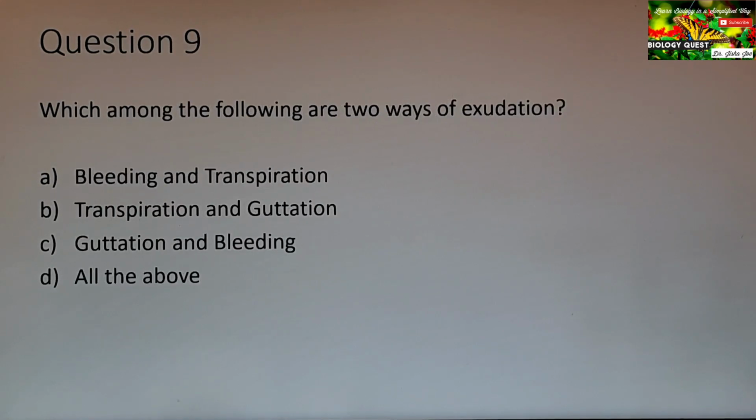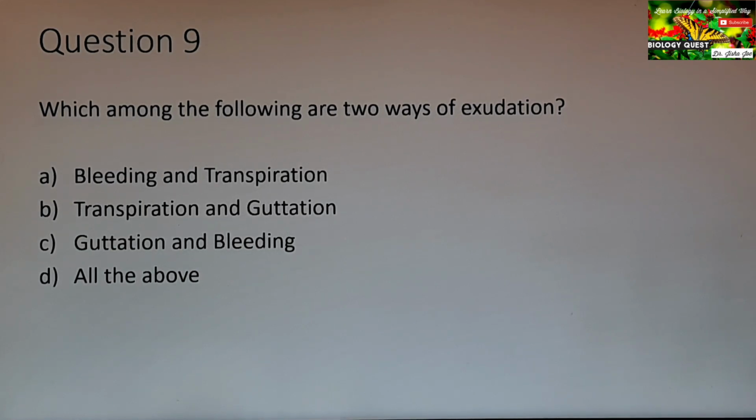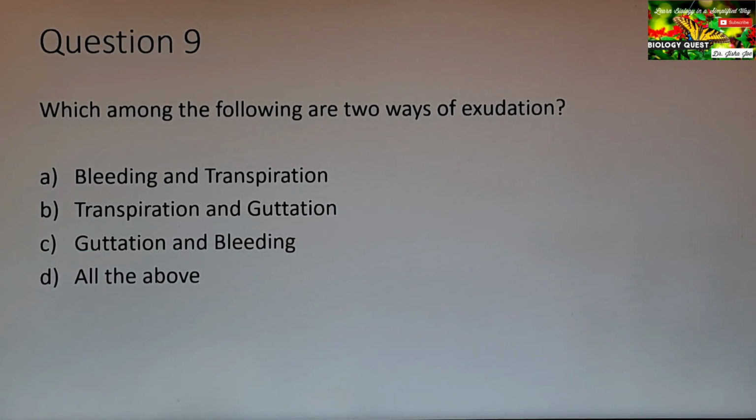Next question. Question number 9. Which among the following are two ways of exudation? Now, what is meant by exudation? Exudation is the loss of water along with the dissolved substances in the liquid form, not as vapor. Now look at the options. Option A, bleeding and transpiration. Bleeding is one of the ways of exudation, but transpiration, since water is lost in the form of water vapor, cannot be considered as exudation.